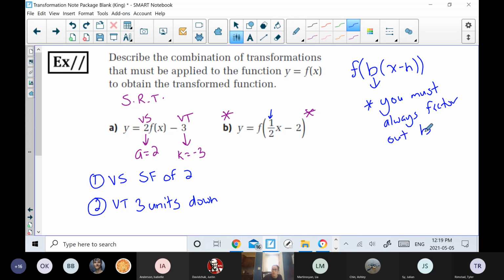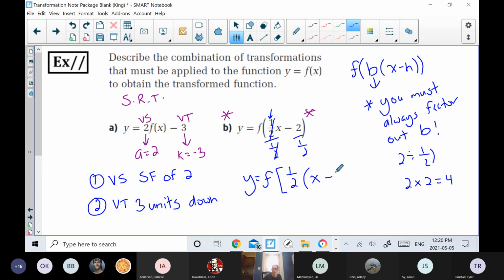Factor out B. Okay, so I'm going to be dividing each of these by 1/2 is essentially what I'm doing. y is equal to f of, I just factored out that B, okay? This would leave me 1/2 divided by 1/2 is just x. So essentially you want x by itself, and then minus 2 divided by 1/2 is the same thing as 2 times the reciprocal of this, which is going to be 4. So this is actually going to be a 4.